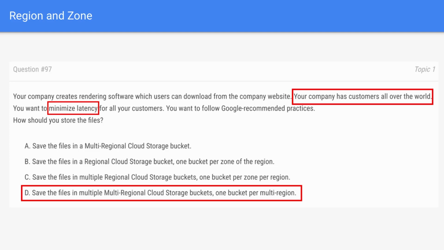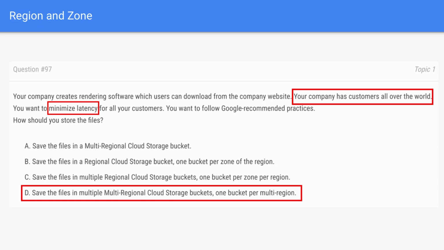It means to provide one multi-region cloud storage service for each multi-region. So if we create storage like this, one in the US, one in the EU, and one in Asia, users can connect immediately regardless of which country they're in, thus reducing latency. So the answer is D, and let's take a look at the other options.